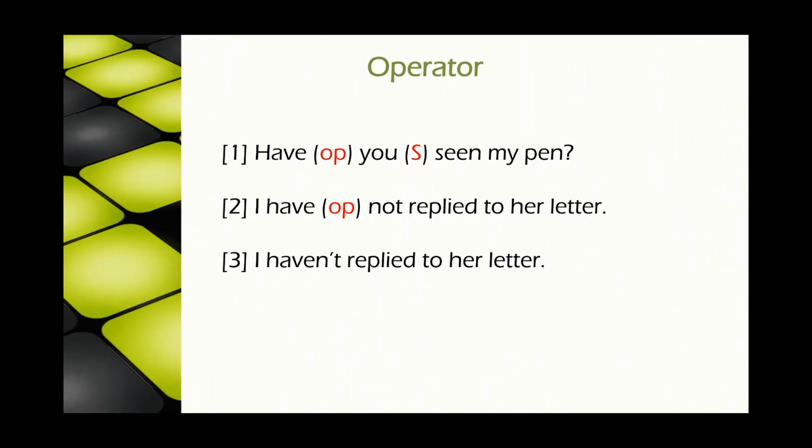So look at the examples. Have you seen my pen? Now, have is an auxiliary, and it is considered as the operator. Example number 2, I have not replied to her letter. Again, have here is the operator, and it could be contracted with not. I haven't replied to her letter.